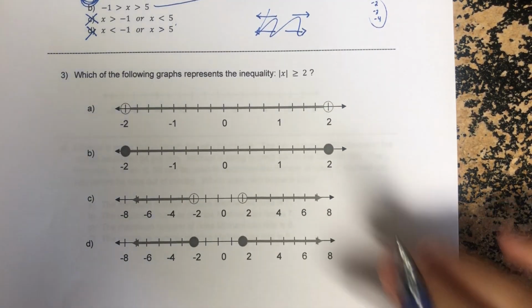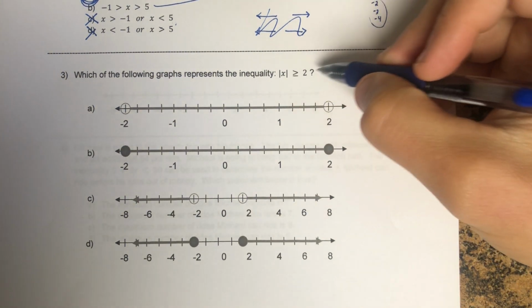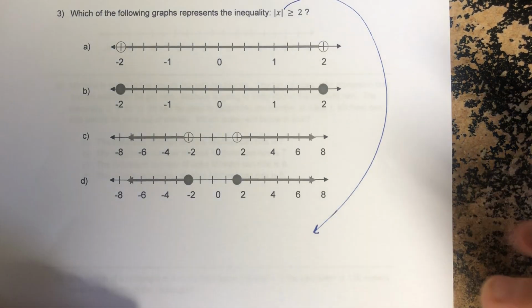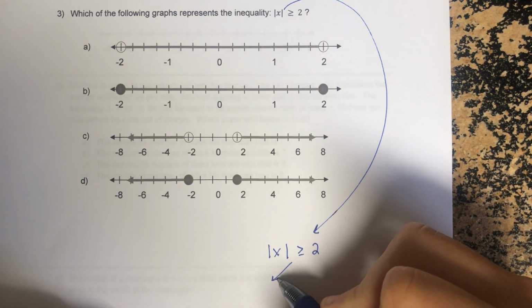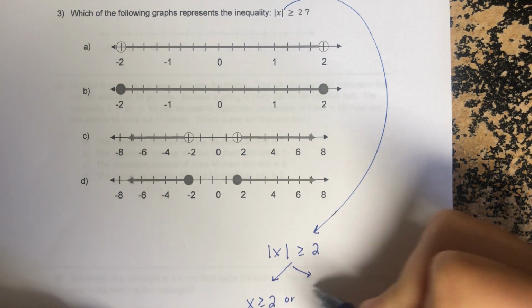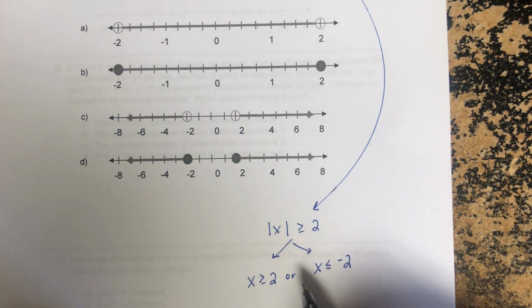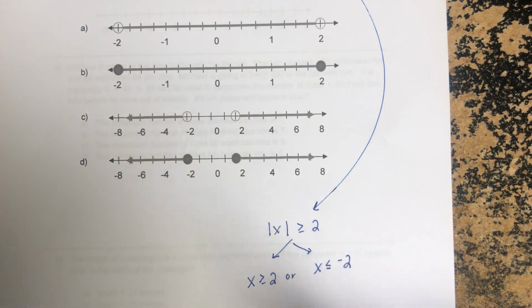All right, when you look at number 3 here, it says which of the following represents the absolute value inequality |x| ≥ 2? So remember, the absolute value of x greater than or equal to 2, we would have split that up and we would say x is greater than or equal to 2, or x is less than or equal to -2. So we want every value that has a distance that is bigger than 2 from 0.